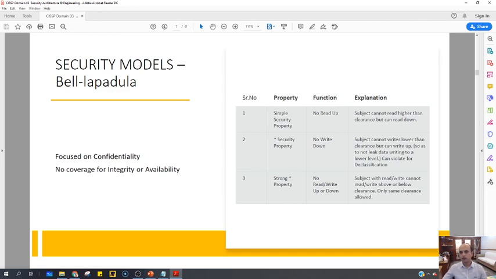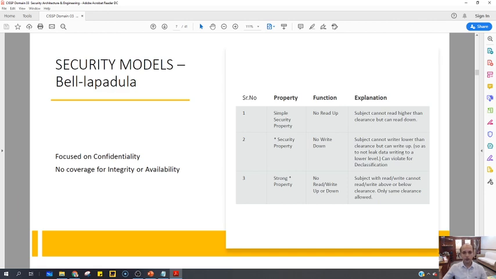So there are three important things which we need to know about this particular model, and these three properties are the simple security property, the star security property, and the strong star property, right? So the first property, the simple security property, says no read up. A subject cannot read higher than its clearance but can read down. So if a particular subject has a higher clearance, then that subject cannot read anything higher than that, but can read all the ones below.